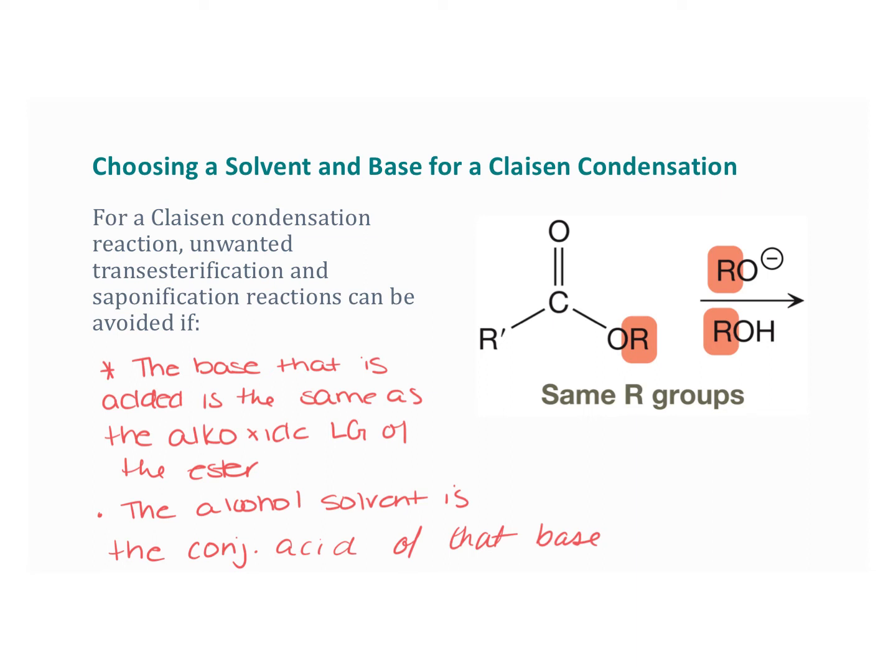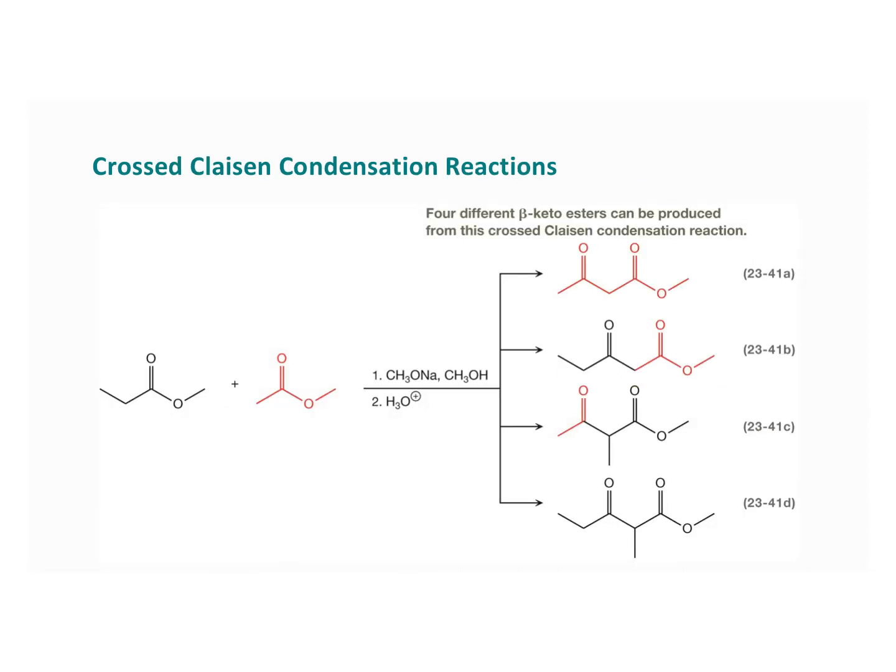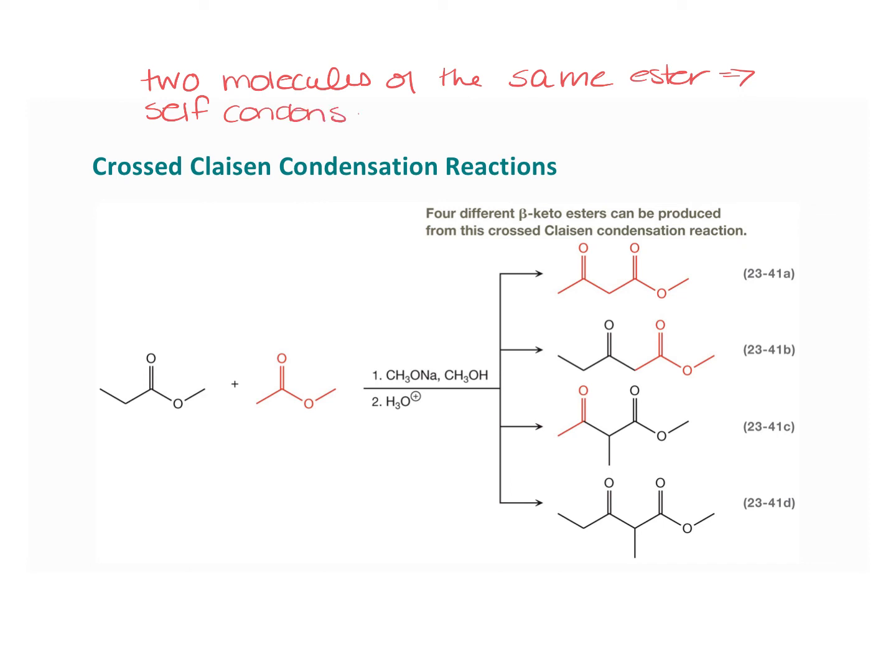Now, maybe the question you want to ask yourself is, well, do we have to do the Claisen reaction with 2 of the same molecules? And what you're trying to ask really is about a Claisen condensation reaction that's called a crossed Claisen. So if you want to do a Claisen condensation reaction involving 2 molecules of the same ester, that's called a self-condensation. And that's what we've been talking about, really.